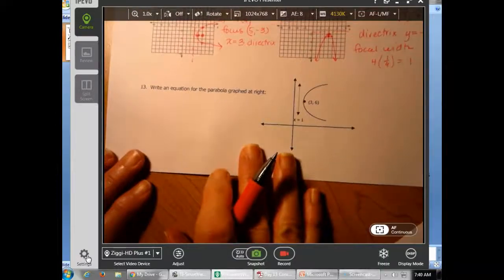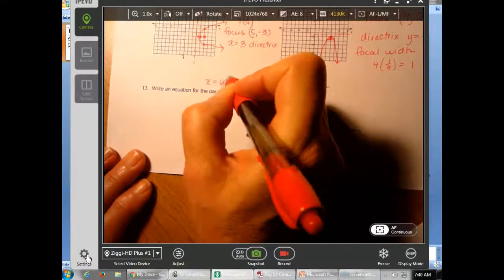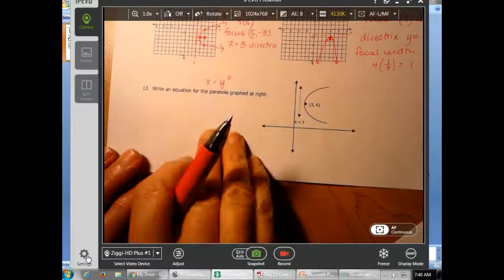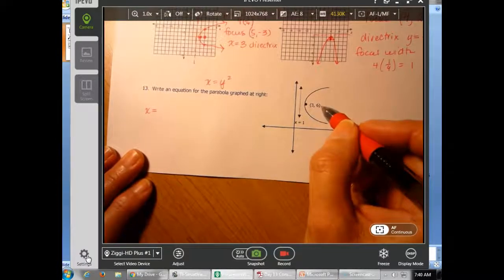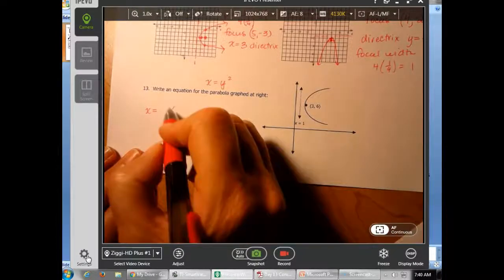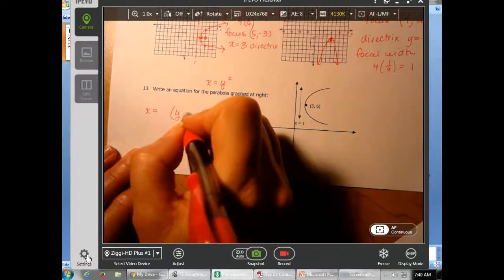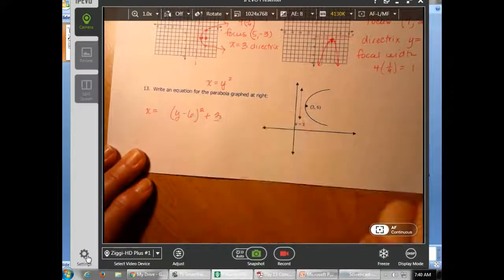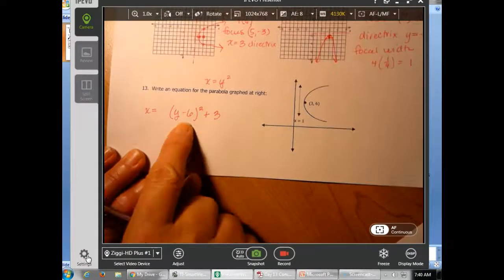Write an equation for the parabola graphed at the right. First of all, because it opens to the right, we know it's going to be an x equals y squared parabola. So I'm going to take the center and plug in what I know about that. x is equal to, my center is (3, 6), so I'm going to leave a space for my a value there. But it's going to be y, and change the sign of this y, so it's y minus 6, all squared. And then this is a positive 3, so just put a positive 3. So with (3, 6), if you were graphing it, you would know to keep that sign, change that sign.